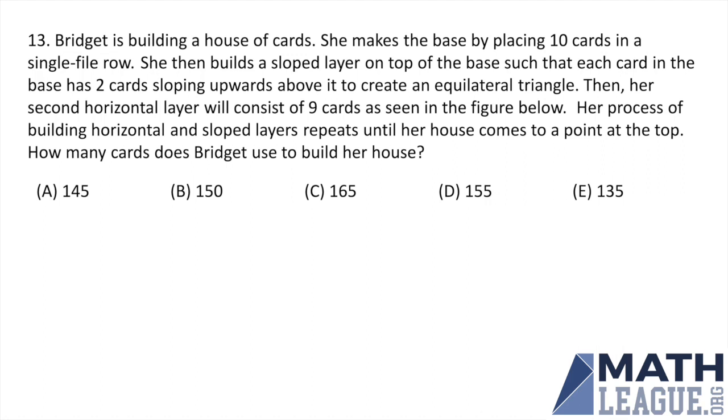Then her second horizontal layer consists of 9 cards as seen in the figure below. Her process of building horizontal and sloped layers repeats until her house comes to a point at the top. How many cards does Bridget use to build her house?